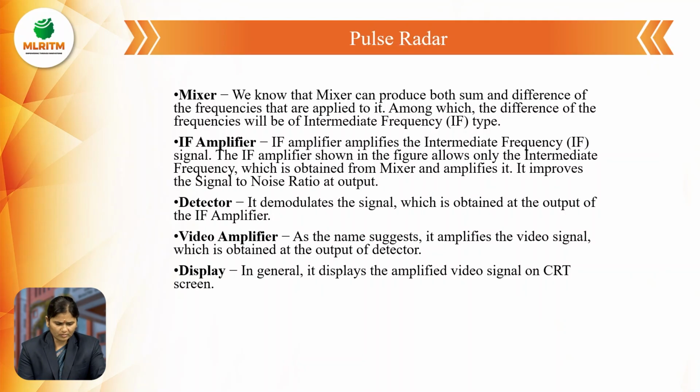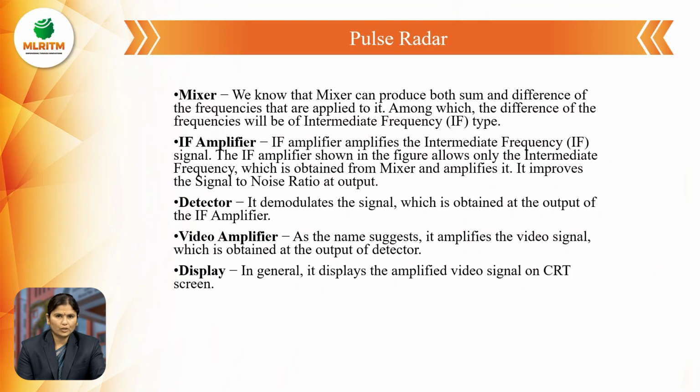So the mixer can produce both the sum and difference of the frequencies applied to it, among which the difference of the frequency will be considered as the intermediate frequency, that is the IF frequency. This IF frequency is applied to the IF amplifier. The IF amplifier amplifies the intermediate frequency only. As shown in the figure, it allows only the intermediate frequency signals obtained from the mixer and amplifies them. So after amplification we can easily improve the signal to noise ratio of the signal.